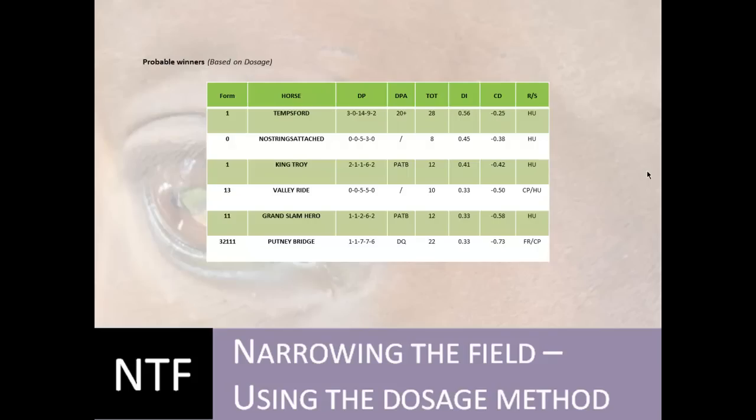So what we're looking at here is from the Summer Handicap and Summer Plate. Based on my previous analysis, there's 6 horses I consider have a really strong chance of winning this race based on dosage.